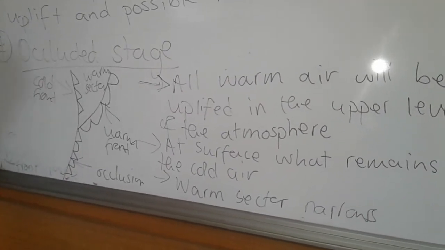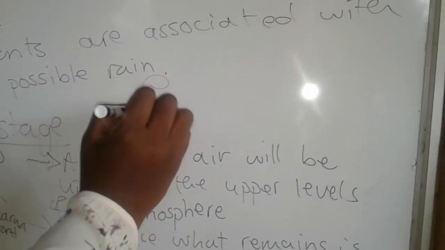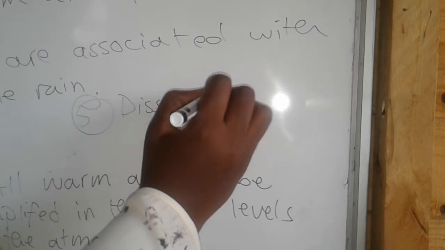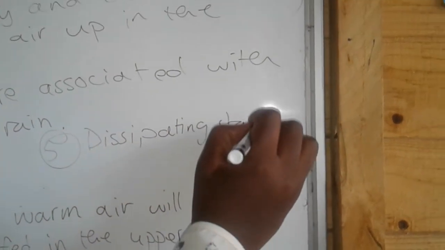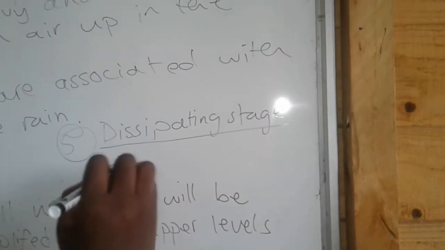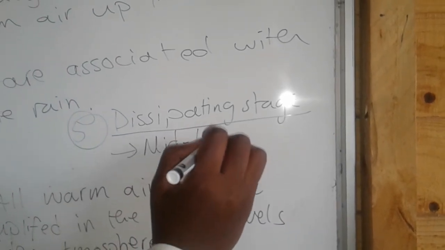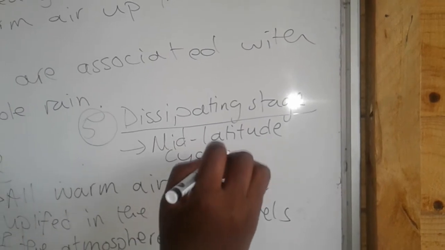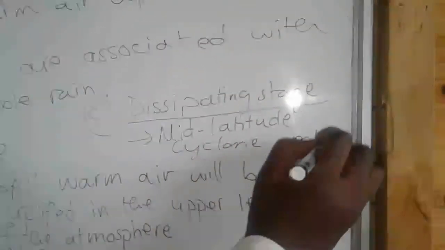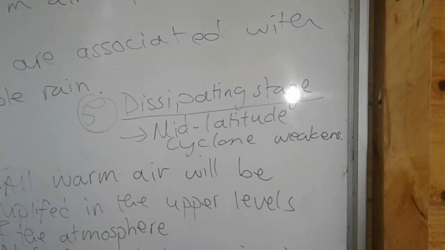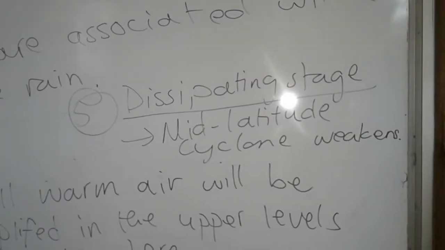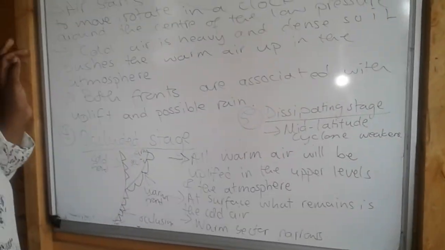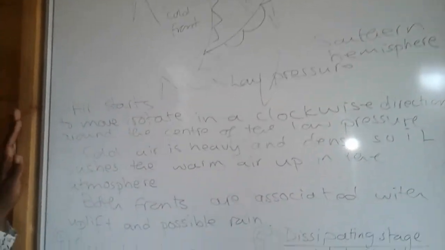And the fifth stage, I'm so sorry, no space here, is going to be the dissipating stage, where our mid-latitude cyclone weakens. So I've taken you through the stages of the mid-latitude cyclone.